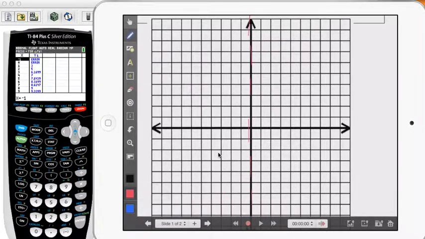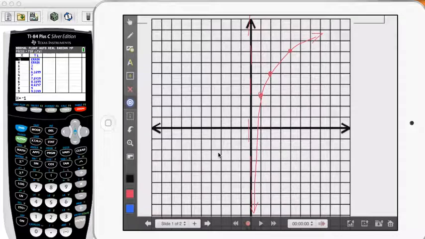Now let's go ahead and plot the other points, which is (1, 3). Now (2, 5). And (4, 7). And that will be my graph. Now, as you can see, it's extending on forever. That's why I have arrows on both sides of my graph.